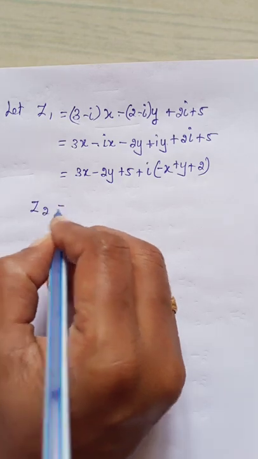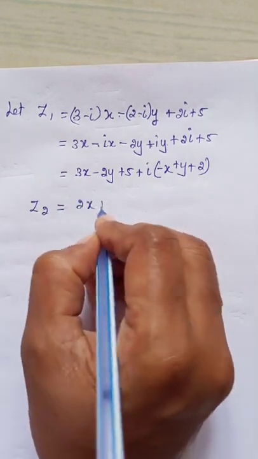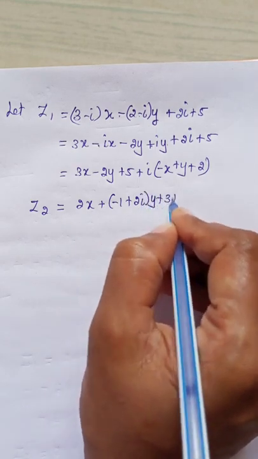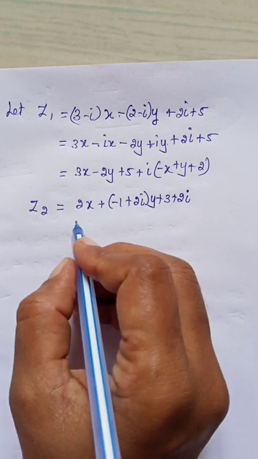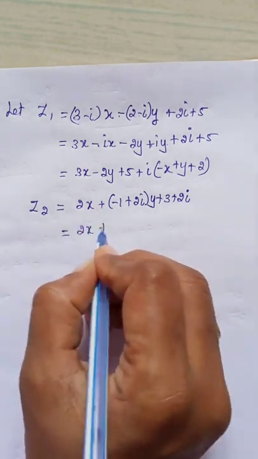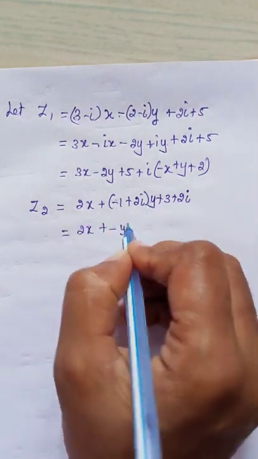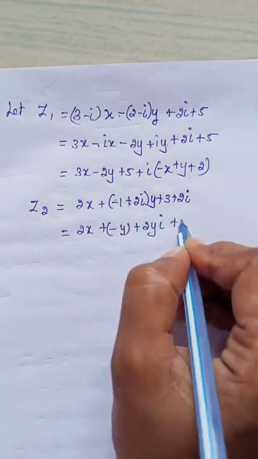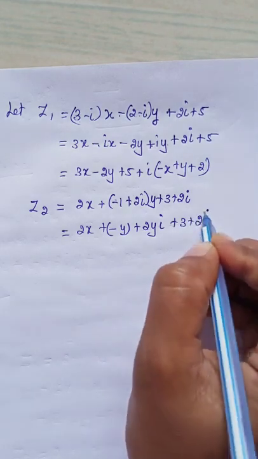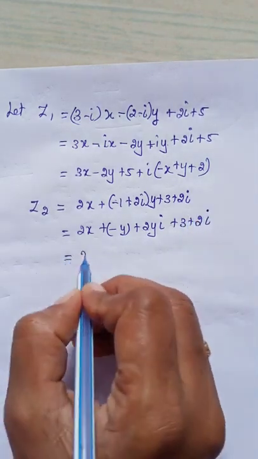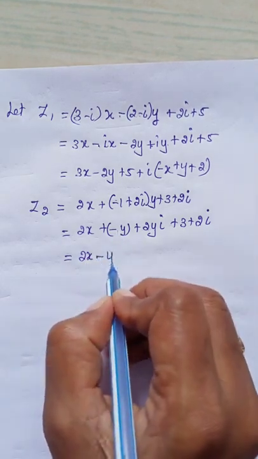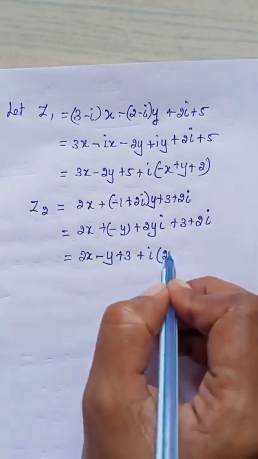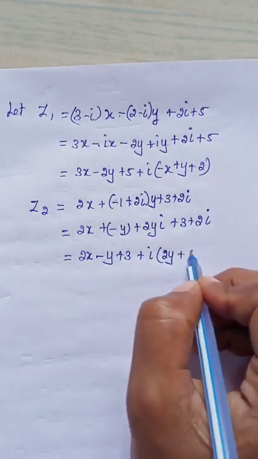Now z2 is equal to 2x plus minus 1 plus 2i into y plus 3 plus 2i. This also we can simplify first. 2x minus y plus 2y into i plus 3 plus 2i. Shall we separate the real part? Here we will be getting 2x minus y plus 3, plus i into the imaginary part, 2y plus 2.